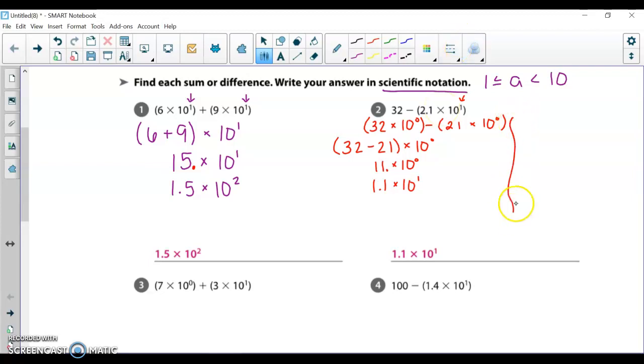A different way would be to take 32 and make it have an exponent of 1 here. So in that case, it would be 3.2 times 10 to the first minus 2.1 times 10 to the first. I could pull 3.2 minus 2.1 to the front. If I subtract those, I get 1.1 times 10 to the first. And in this case, it's already in scientific notation, so I don't have to do an extra step.